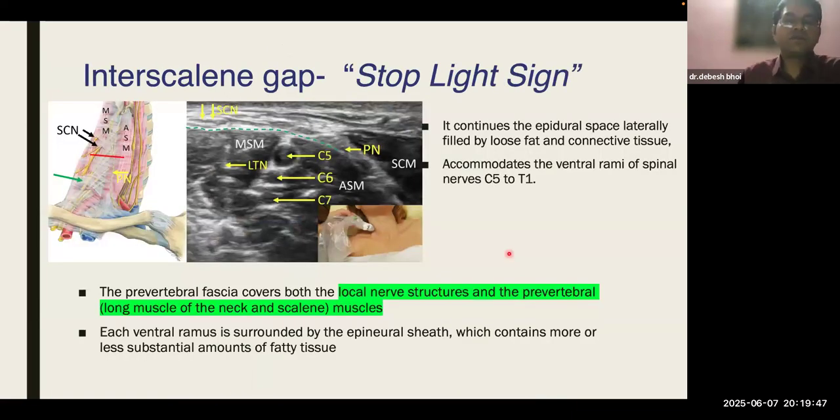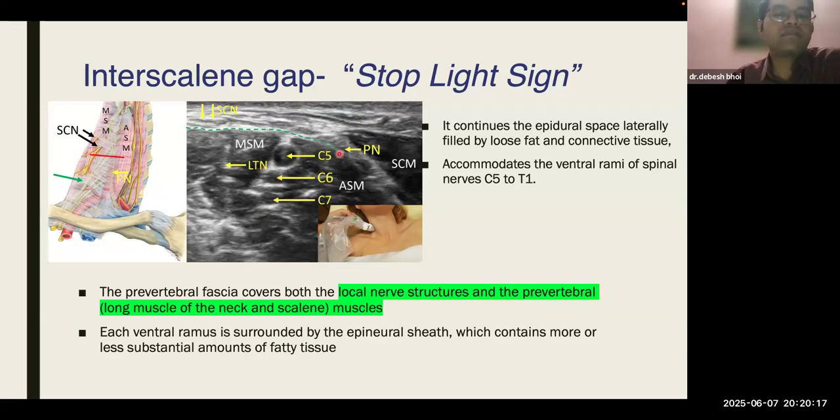This is one of the very important articles that defines the different topographical areas. Basically, in the interscalene area, you see the different ventral rami here, C5, C6, C7. Typically this is the term you hear, the stop light sign, as if it is a traffic light sign. This is the most common term used. It means these three roots are sandwiched between the middle scalene and anterior scalene muscles.